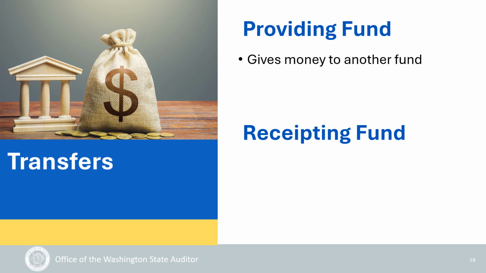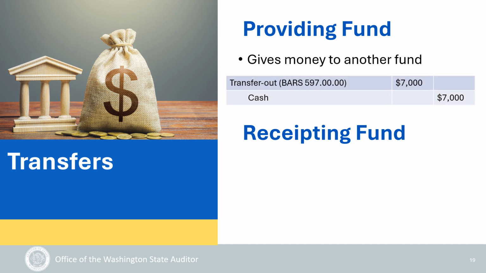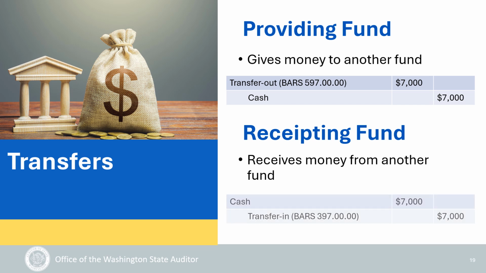The accounting is pretty simple. The fund providing resources to another fund debits transfer out, which is BARS code 597, and it credits cash. The fund that receives the money debits cash and credits transfers in, which is BARS code 397.